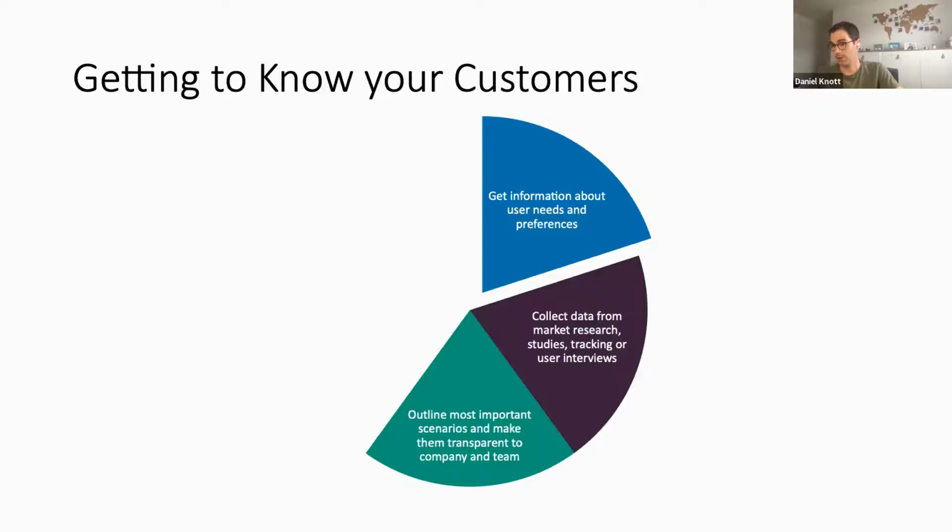This is also a quick outlook already that I gave. Outline the most important scenarios and make them transparent to the company and the team. That's also important, right? If we know what users really would like to use in the app, what are their main steps to actually achieve a goal in the app? Make them transparent to the team, especially to developers, because sometimes developers do what they have to do, like they get a ticket, they do the coding, but they miss the bigger picture.